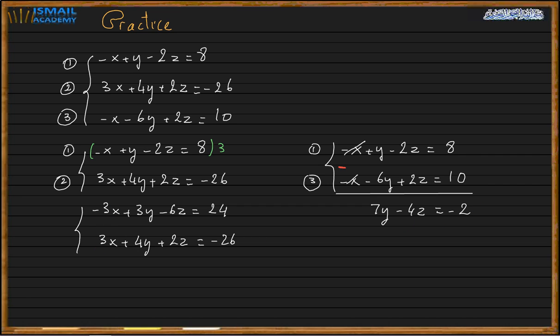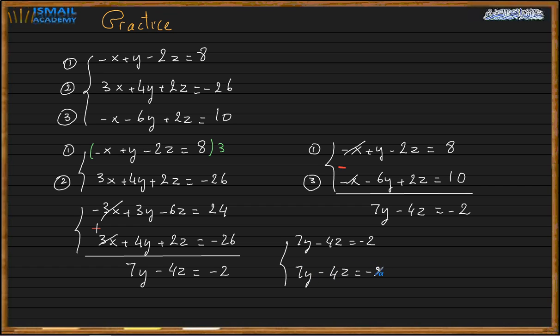Oh, here I don't subtract, by the way. Here I add. So this is cancel. If I subtract, I will have minus 6x, so we'll add here. It's going to be 7y, minus 4z, and minus 2. So my new system will be this form: 7y minus 4z equal minus 2.